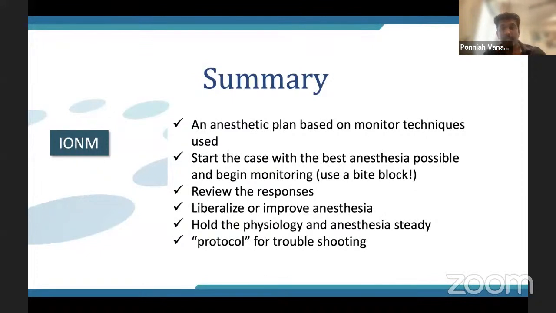In summary, an anesthetic plan based on monitoring techniques has to be used. We have to start the case with the best possible technique. Don't forget to use the bite block. It's very important. Review the response, liberalize or improve the anesthesia. Basics: hold the physiology and anesthesia steady. A steady state is very important. Fluctuating anesthetic depths will often confound the intraoperative neuromonitoring signals, and you need to have a protocol for troubleshooting. With this, I conclude my talk.